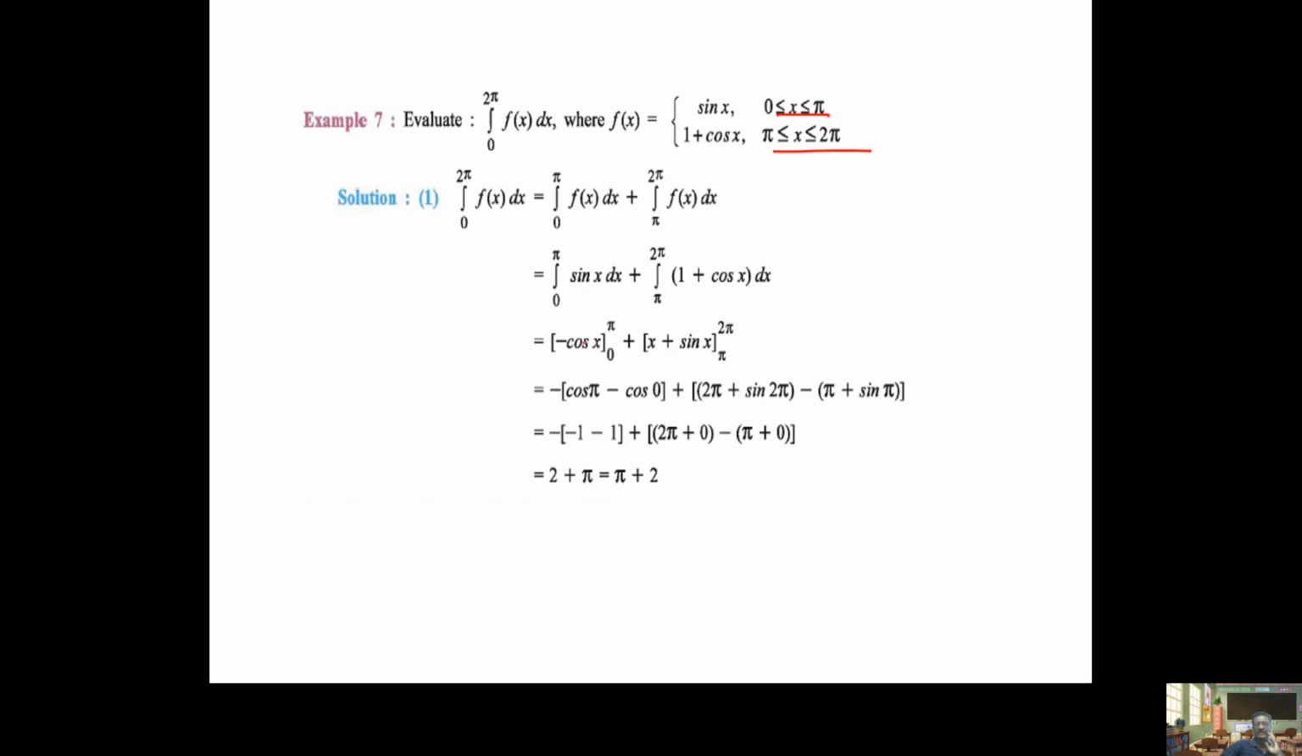What is the integral of sin x? Minus cos x, from 0 to pi, plus the integral of 1 is x, plus the integral of cos x is sin x, from pi to 2 pi. So minus of cos pi minus cos 0, plus, upper limit minus lower limit, you are putting in. You are getting what? Cos pi is minus 1, cos 0 is 1, sin 2 pi is 0, sin pi is also 0. So the answer is what? Pi plus 2.